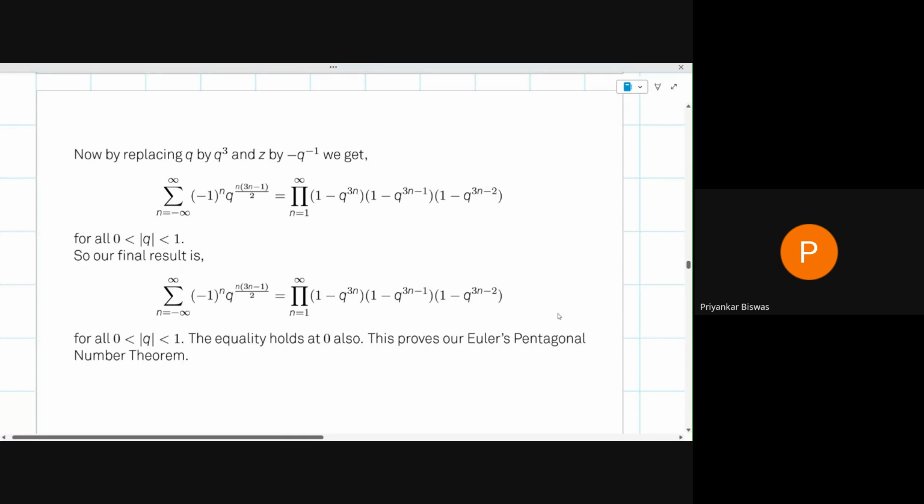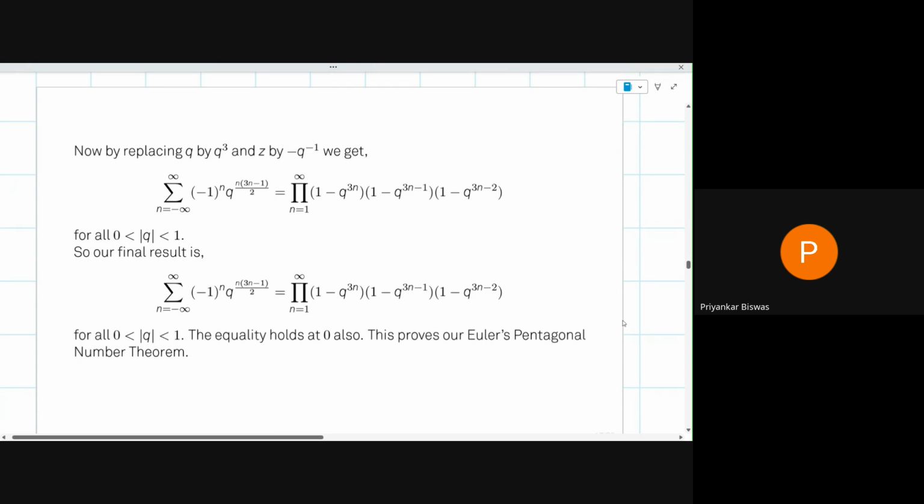Well, can anyone guess why this thing is actually called Euler's pentagonal number theorem? Hello? Yeah, there seems to be no response, but you can say it yourself.